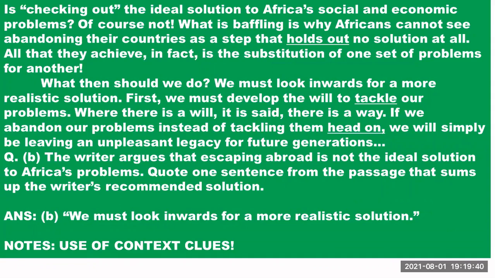And then we have actually singled out this question, but we will read the passage and then I'll give you an explanation on how you can arrive at the correct answer. Now, the question, which is question B, all right? Question B, let me try as much as possible to draw your attention where necessary. So we are looking at question B here, and it reads, the writer argues that escaping abroad is not the ideal solution to Africa's problems. Quote one sentence from the passage that sums up the writer's recommended solution. This is the question that we want to look at.